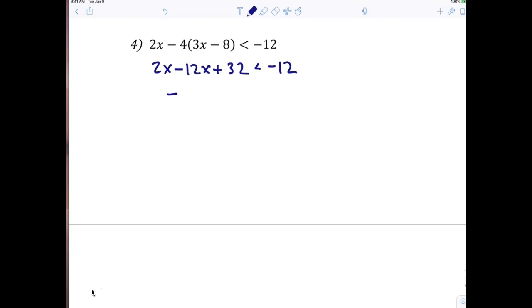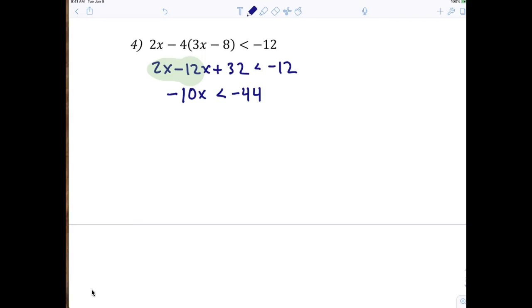2 minus 12. Because it's 2 minus 12. Yeah, don't feel bad. 2 minus 12 is negative 10. All right. Then we can subtract 32. When I subtract 32, I get what? Yay, negative 44.